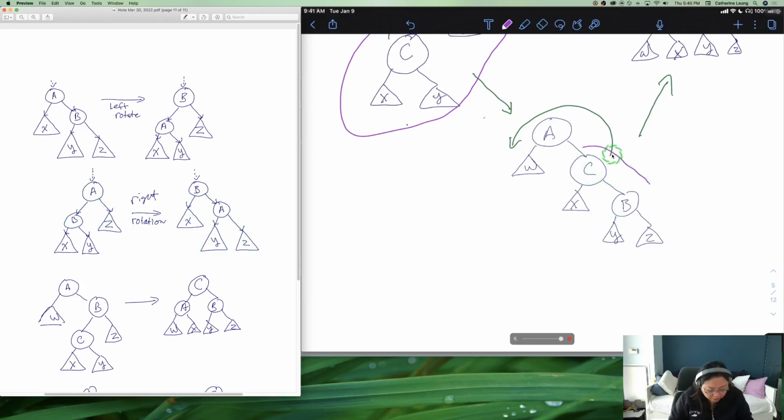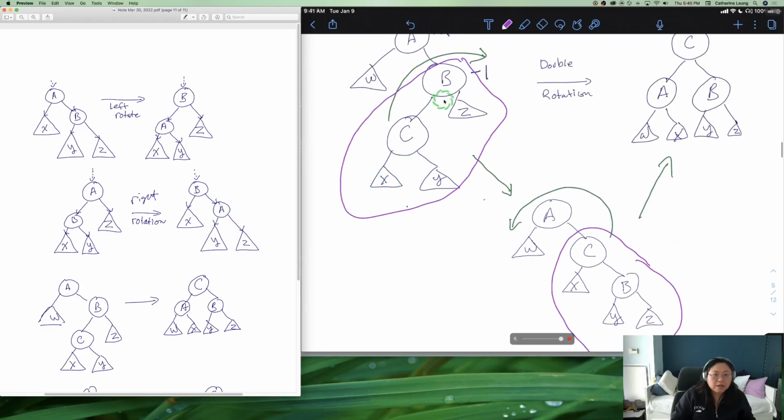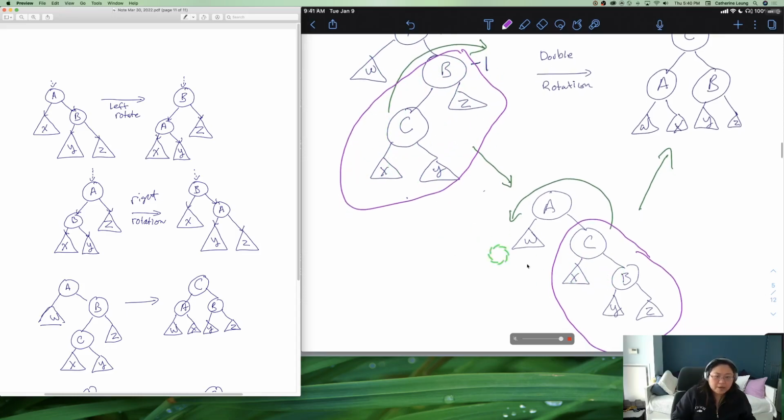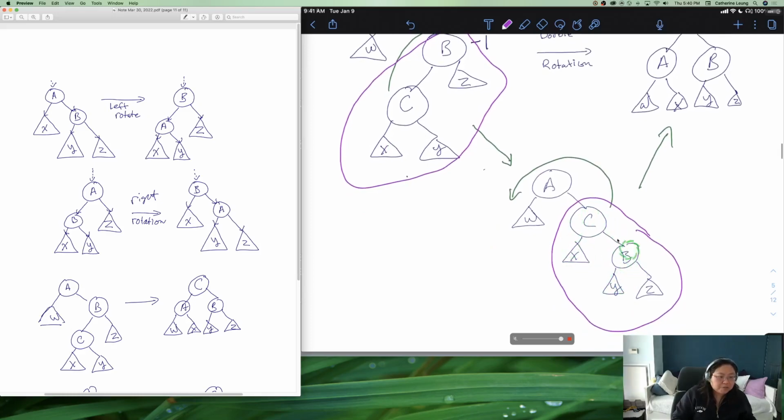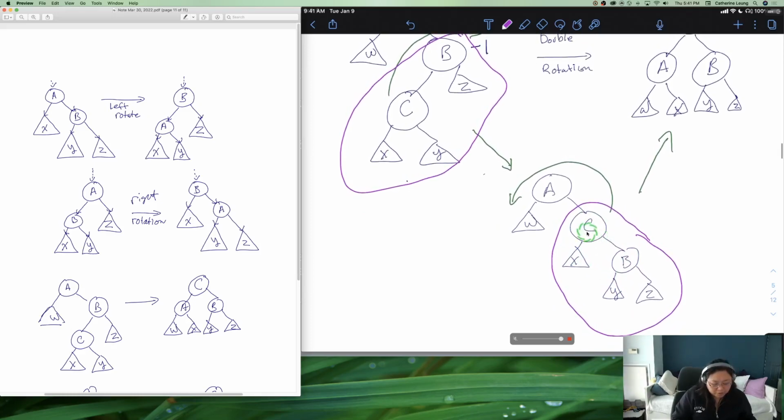So after the rotation, this part is this part right here. Okay, so they're kind of linked. So you ignored the part with A and W, and you only did this. And then as a result, the subtree became this. You then do another rotation.